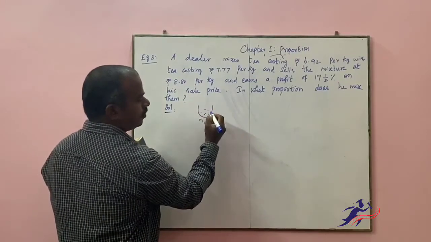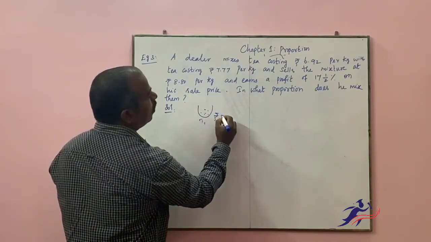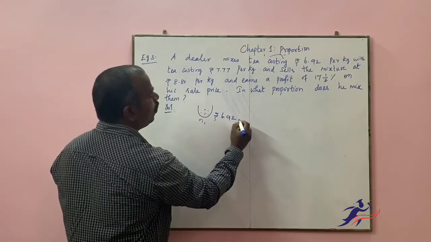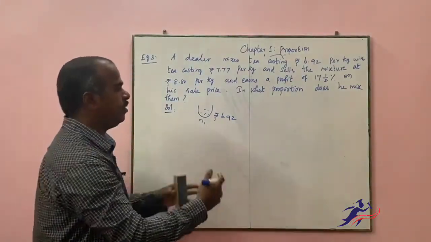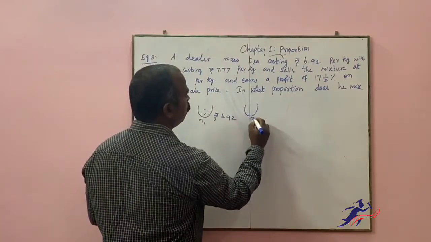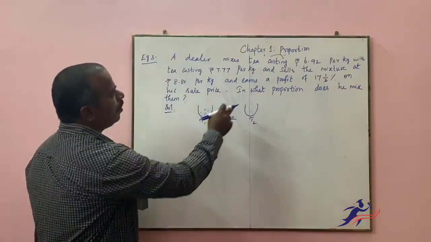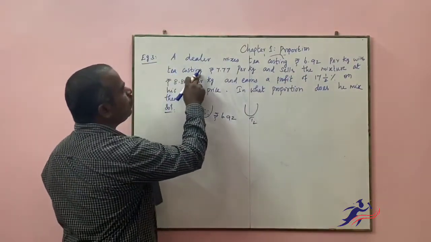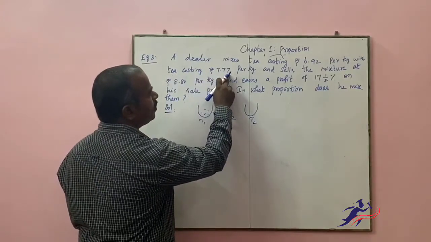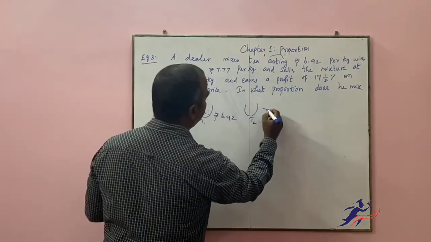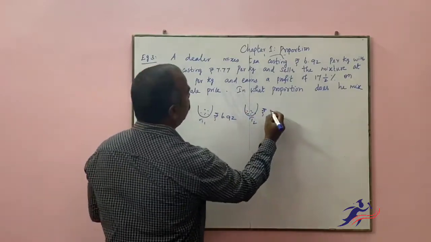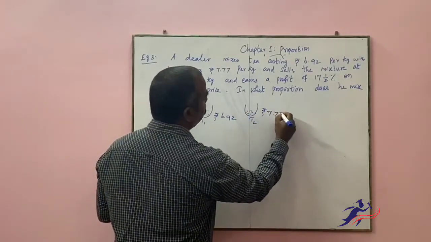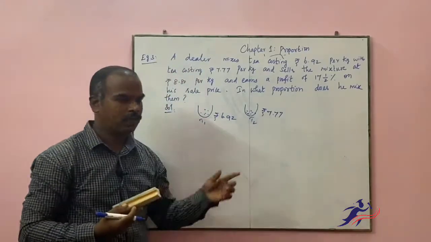Here this tea costs rupees 6.92 per kg. Now they are taking another tea, that is T2. T2 costs rupees 7.77 per kg.